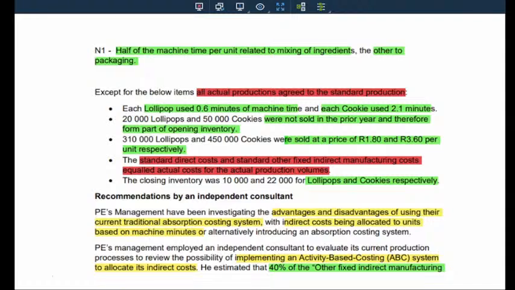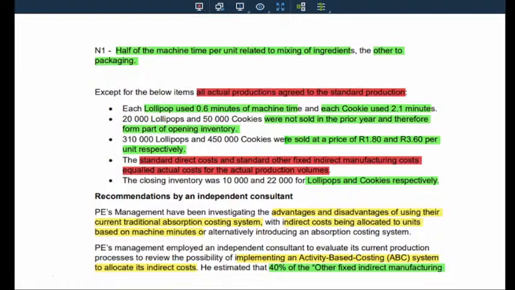Then they tell you that 310 lollipops and 450 cookies were sold at a price of R1.80 and R3.60 per unit respectively. So that's great. We have our selling price. Perfect. They tell you that the standard direct costs and standard other fixed indirect manufacturing cost equaled actual costs for the actual production volumes. So therefore, we don't need to do anything to the standard direct costs and other fixed indirect manufacturing costs. We don't need to do anything because it equaled our standard.